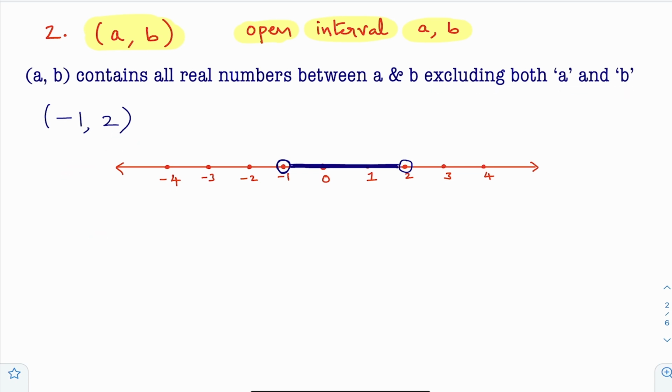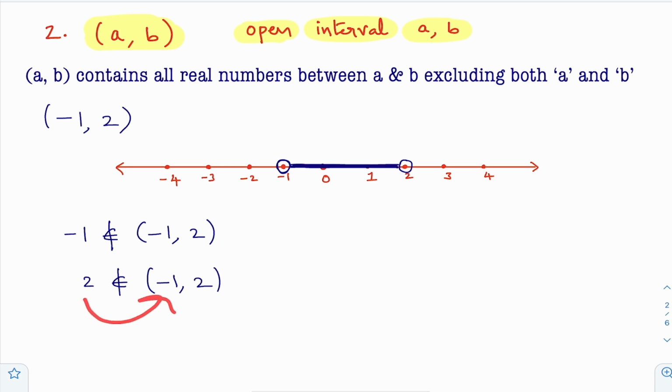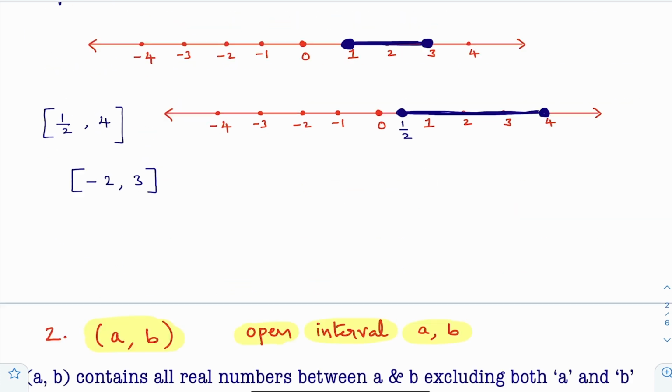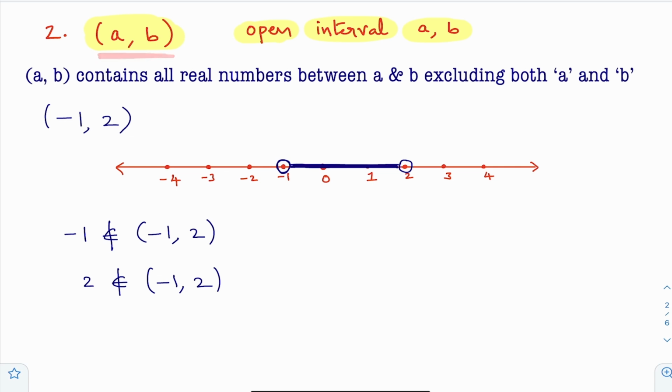So, see here, minus 1 does not belong to this interval, open interval minus 1 comma 2. This symbol is the belongs symbol. Minus 1 does not belong to this interval. Does 2 belong to this interval? Is 2 present in this interval? No, 2 also does not belong to this interval. Then what is present in this interval? All the real numbers between minus 1 and 2, excluding both minus 1 and 2. I hope you understand. First one is the closed interval a comma b. Second one is the open interval a comma b.